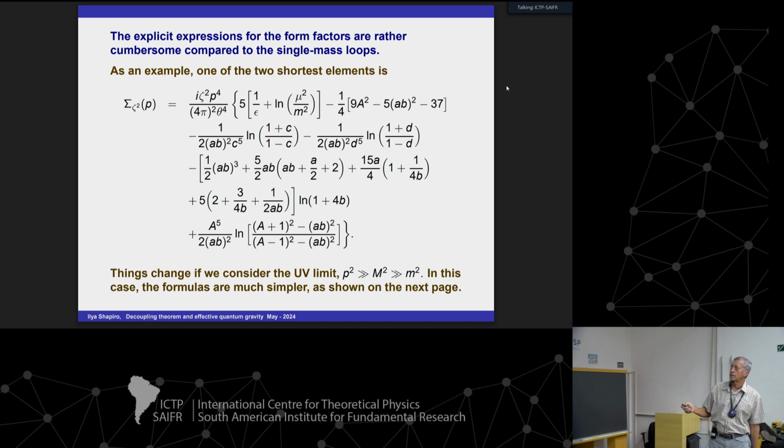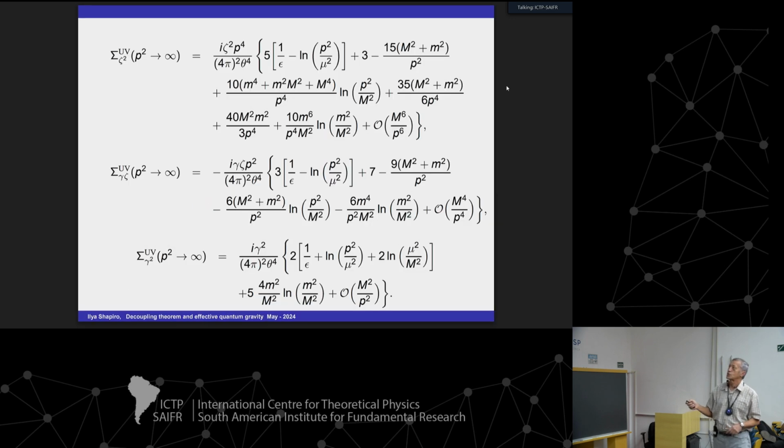But if we start to make an infrared limit or ultraviolet limit, everything simplifies rapidly. So this is the situation when we took the limit of p squared going to infinity. You see that these sigma functions became simpler immediately. And we meet here already logarithmic form factors and non-logarithmic terms, as expected.